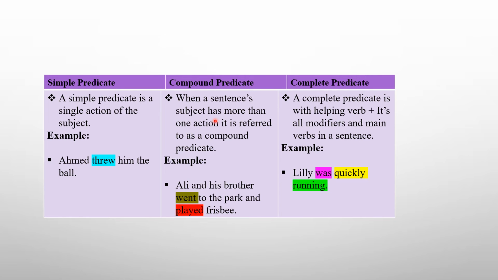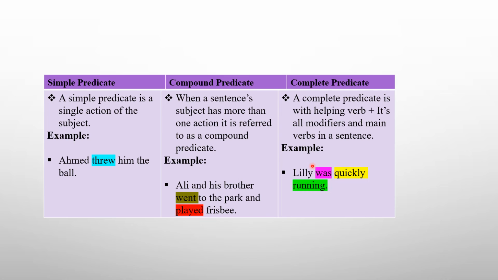Now what is a compound predicate? When a sentence subject has more than one action, it is referred to as a compound predicate. For example, Ali and his brother went to the park and played frisbee. So you can see there are two actions. One is went and the other is played. So together they make a compound predicate.